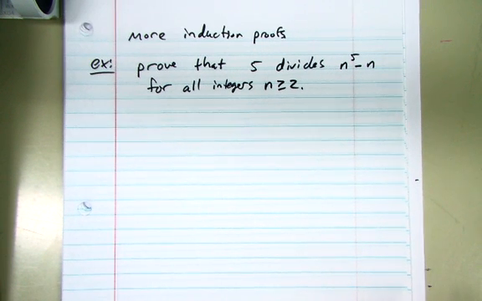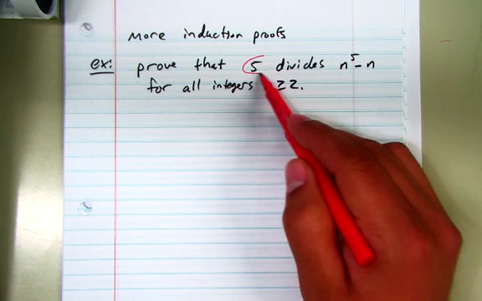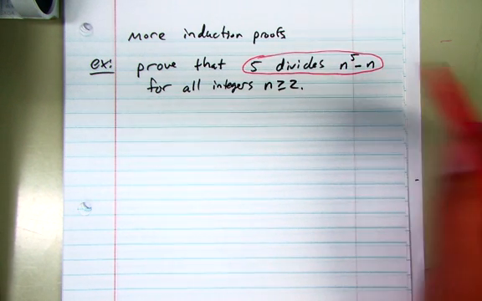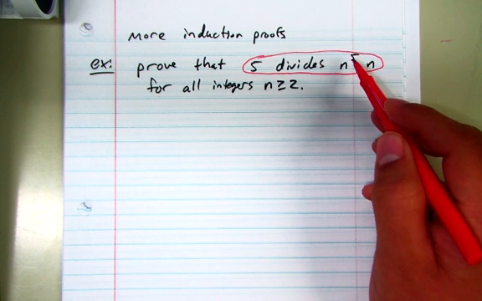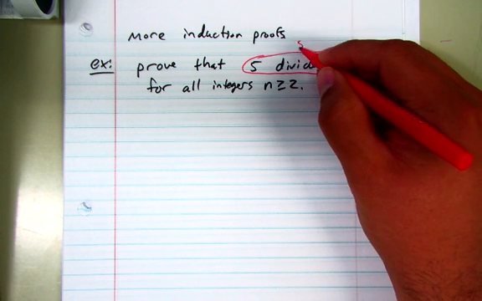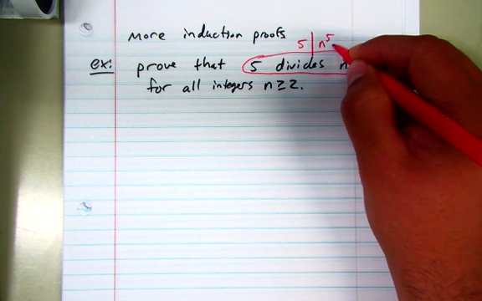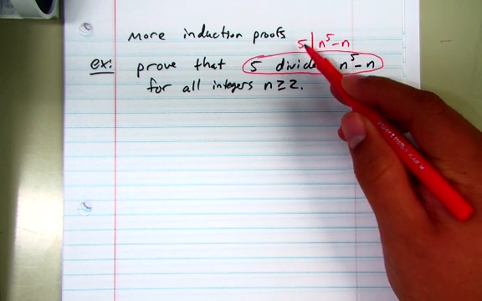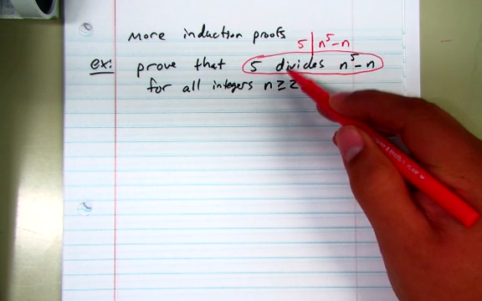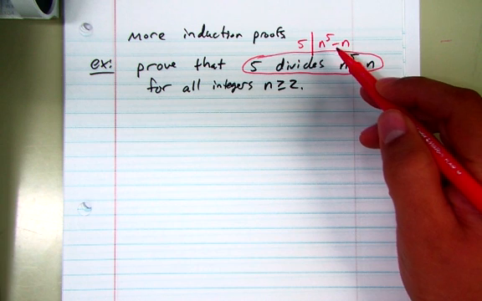Okay? Now, we haven't seen this yet, but just so that everybody's okay with the notation, 5 divides n to the 5th minus n can also be written as 5 and then this vertical line. So if you see that 5 and then a vertical line, that means exactly the same thing: 5 divides n to the 5th minus n.